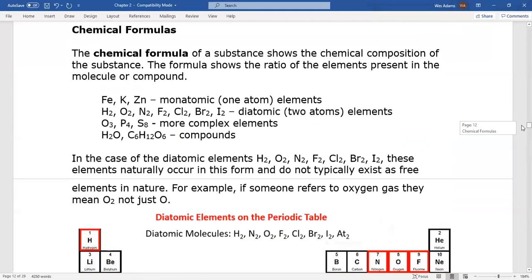And so when somebody says oxygen gas, they mean O2, not just O, and N2, not just N, for example. But if we have some more complex elements like O3, which is ozone, phosphorus is P4, sulfur S8, we can get more complex compounds like H2O, and glucose or blood sugar is C6H12O6.